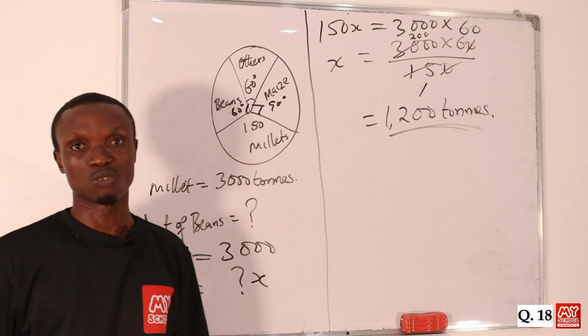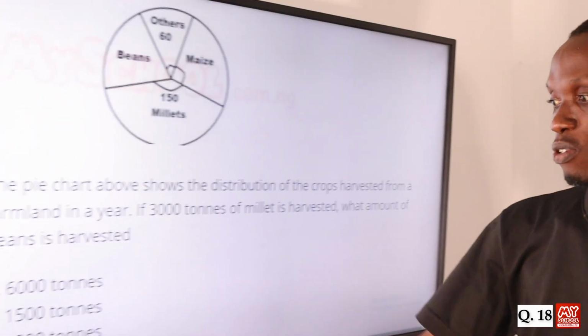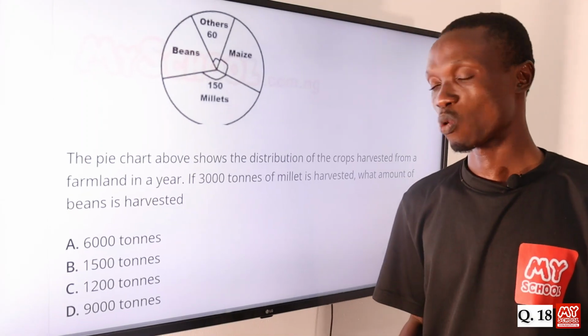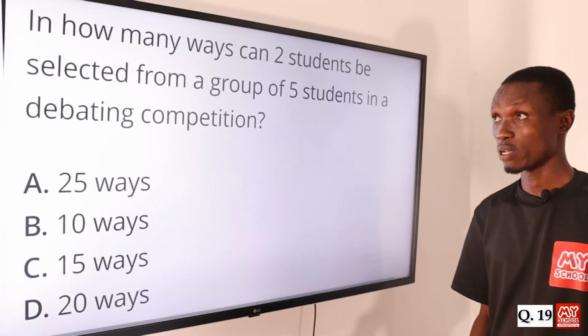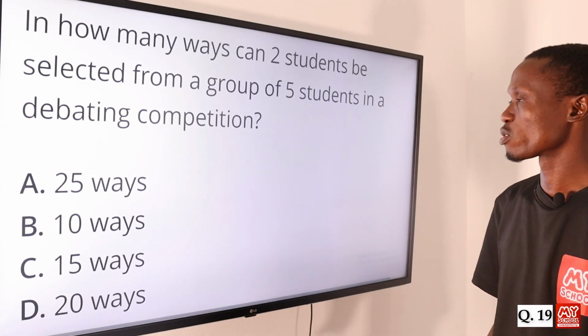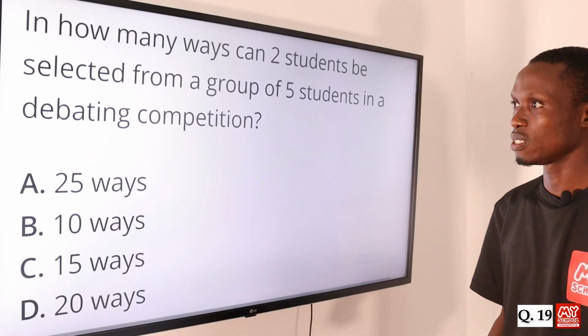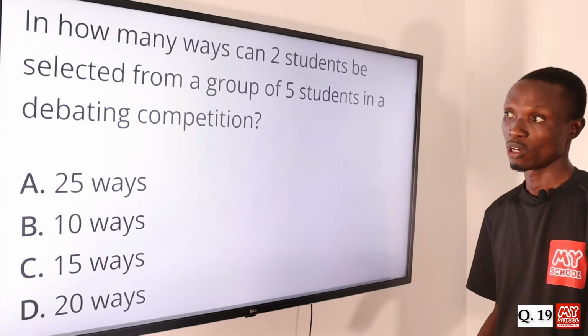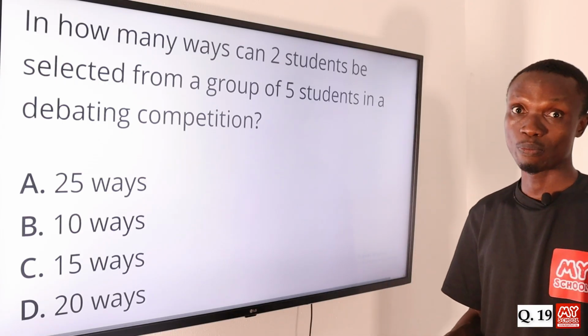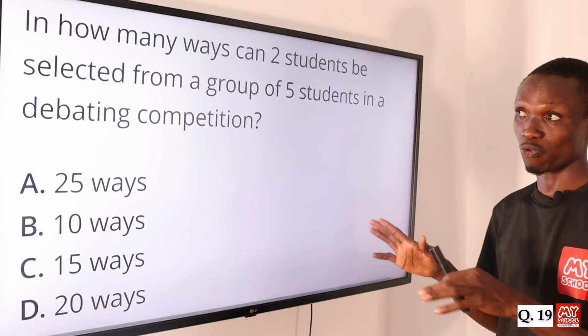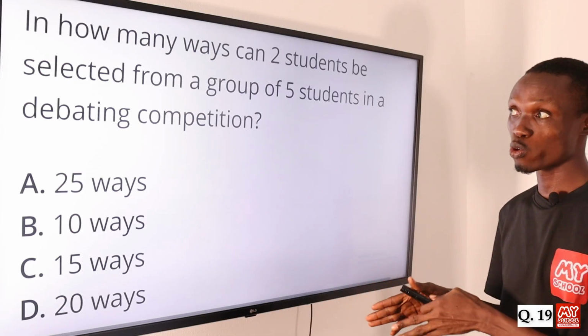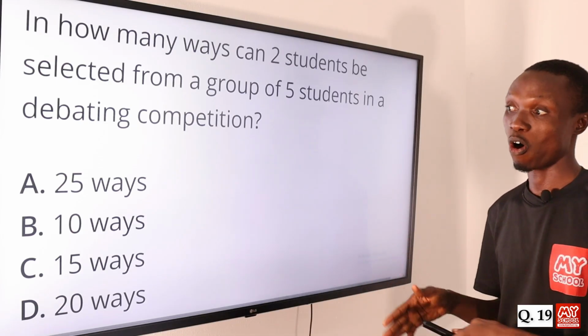So let's return to the screen to pick the correct answer to this question, and that is option C, 1,200 tons. Question 19. In how many ways can 2 students be selected from a group of 5 students in a debating competition? This is a typical question on combination because there's no order to follow in selecting those 2 students from the group of 5 students.